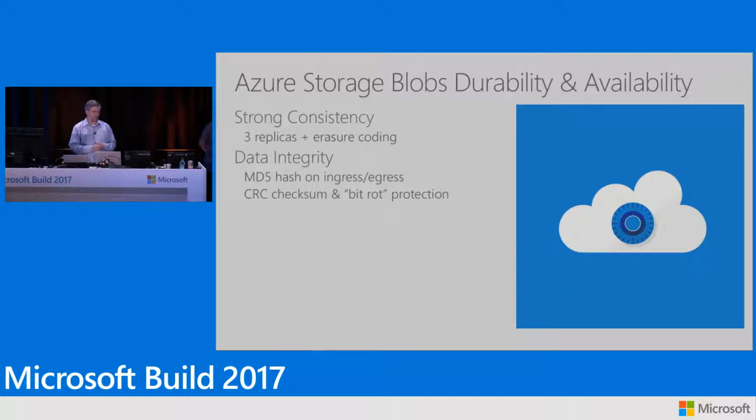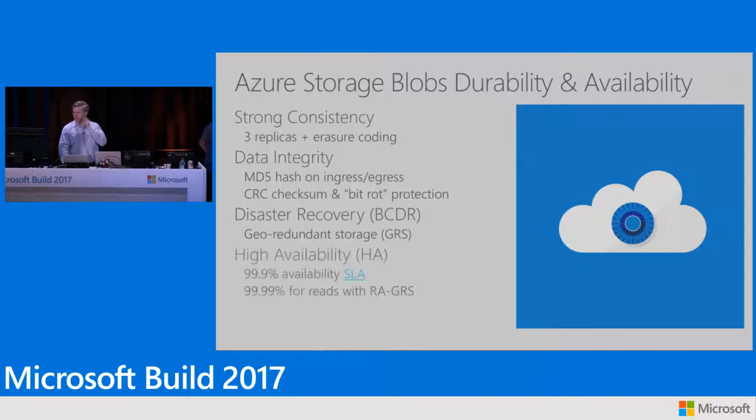Data integrity is another example. We have background processes that are constantly scrubbing your data. So if something goes wrong and a file gets corrupted, we can detect that right away, throw the corrupted copy away, and regenerate it from other copies. We talked about disaster recovery services. We also offer financially backed SLAs, a 99.9% availability SLA. And if you use that geo-redundant service and you run your read queries against your copy of your data, you can have a 4 nines SLA for reads.